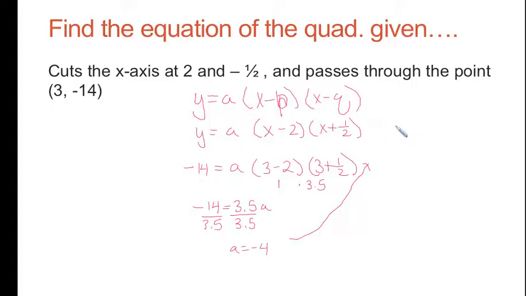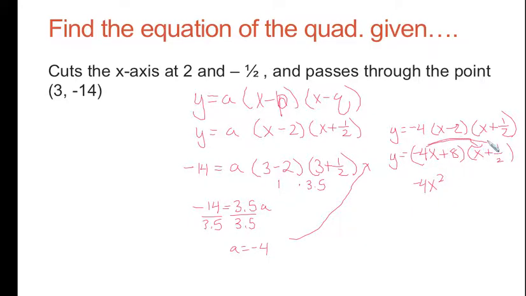And now we can plug it back into our template. y equals negative 4, x minus 2, x plus 1/2. And we have to distribute. So we have negative 4x plus 8, x plus 1/2, and multiply it out. So we have negative 4x squared, negative 4x times half, so negative 2x, plus 8x, plus 4. And now we combine like terms. We have negative 4x squared plus 6x plus 4.